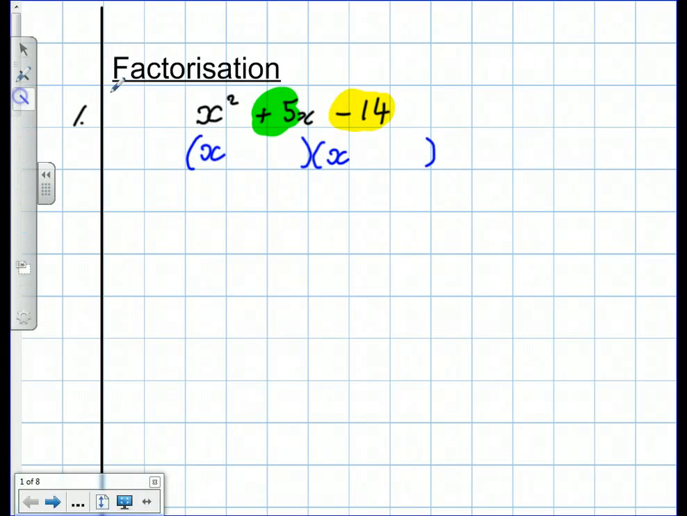Minus 14, so there have to be different signs. So when I multiply them, one has to be a plus and one has to be a minus. Now I need two numbers that multiply together to give me minus 14, add together to give me plus 5. Well, the answer is plus 7 and minus 2. And that's how we factorise it. And if I was to expand that, I would get x squared, I'd get plus 5x, and I'd get the minus 14. But there's another type of factorisation in which you only have two terms, x squared minus 16.